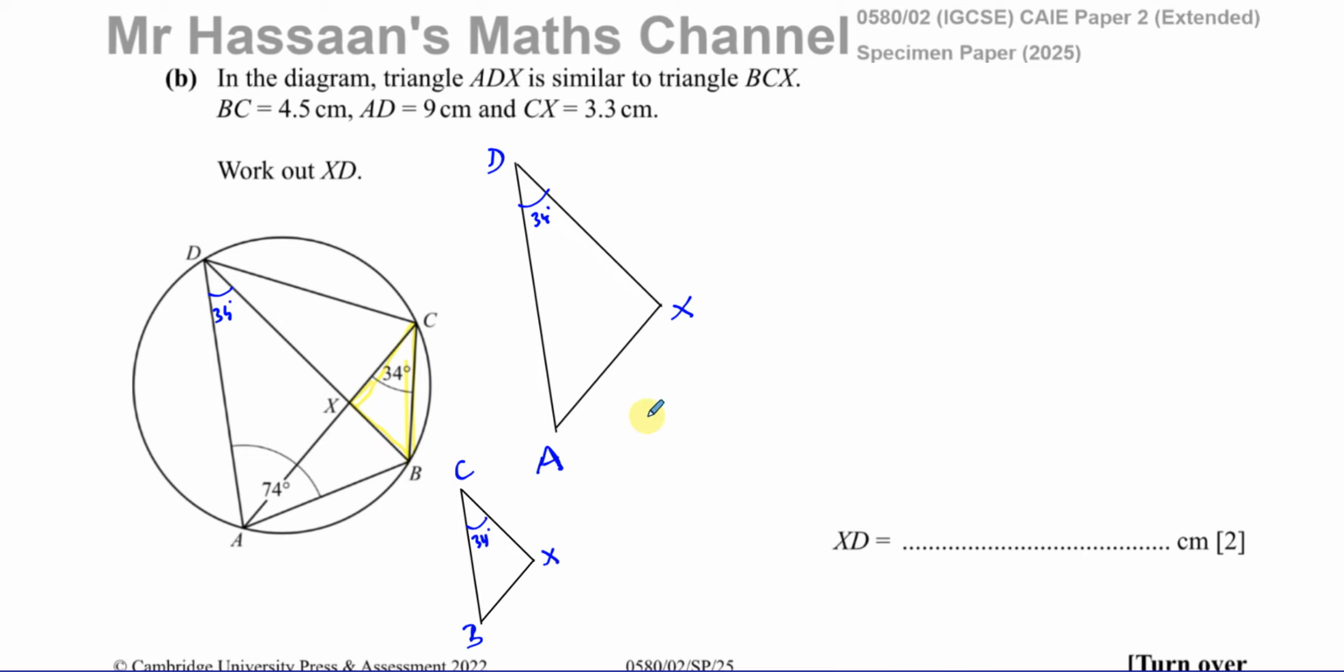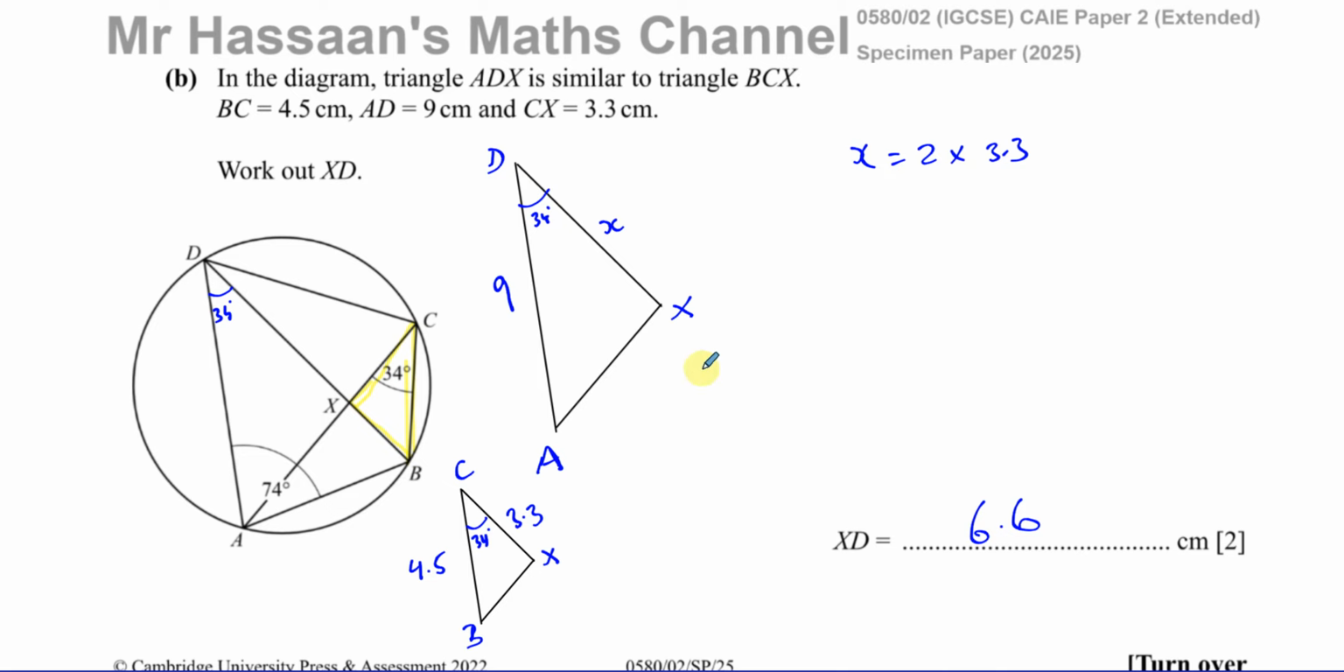Now I can put in the values of the lengths. BC is 4.5 centimeters. AD is 9 centimeters. And CX is 3.3 centimeters. We've got to find what XD is, this length over here. Let's call this small x. We can use similarity here. Very simple. We can see just by looking at the diagram that this length is double that length, 4.5 times 2 gives you 9. Because they're similar, the ratio of the lengths is the same, so x must be 2 times 3.3, which is 6.6 centimeters.